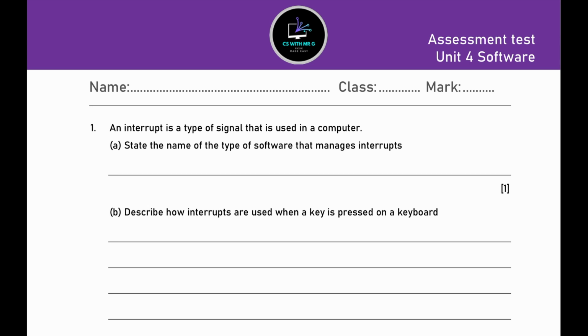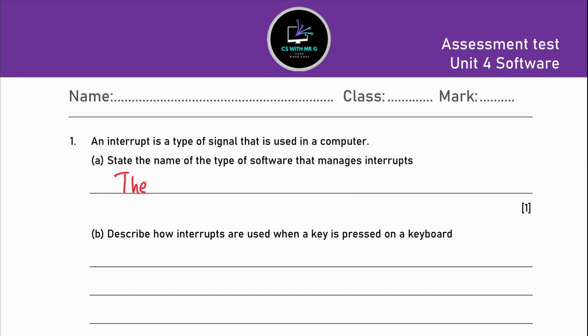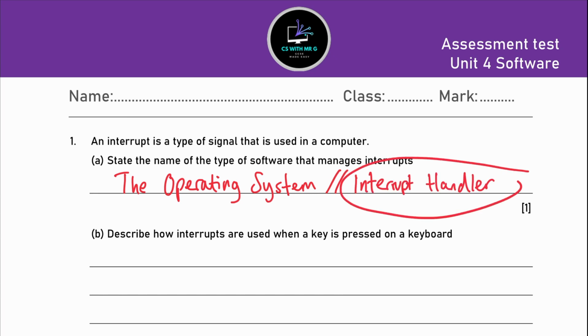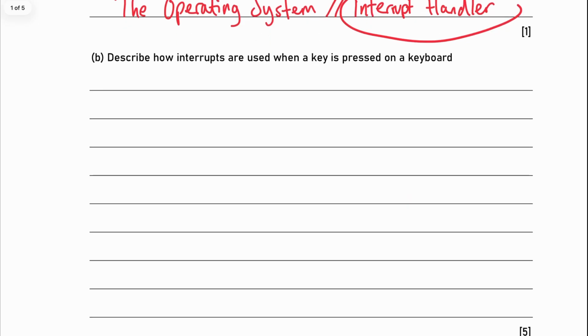So if you make a start on question 1A, an interrupt is a type of signal that is used in a computer. State the name of the type of software that manages interrupts. There is actually two possible answers in this question. The first one being the operating system itself, so the actual OS as a whole, or if you wanted to be specific, you would say the interrupt handler. So the interrupt handler is the specific piece of software that deals with interrupts in the computer, where in the next question, 1B, we will discuss how the interrupt handler works when it comes to pressing a key on a keyboard.